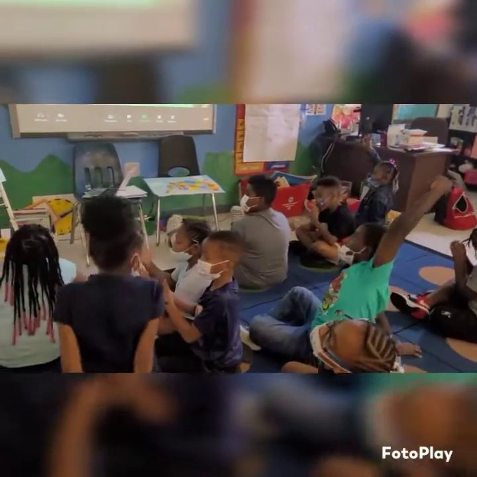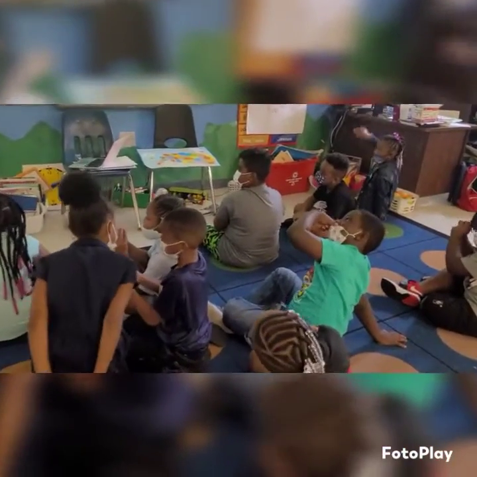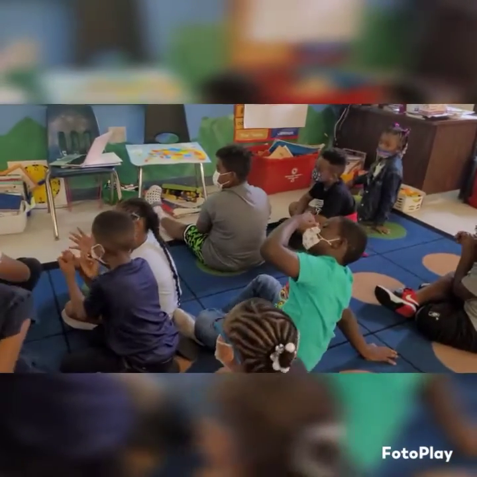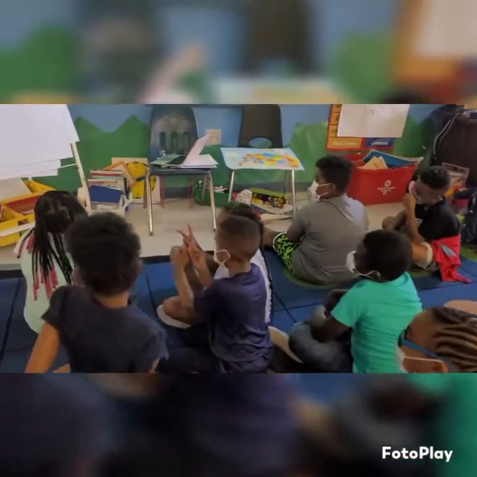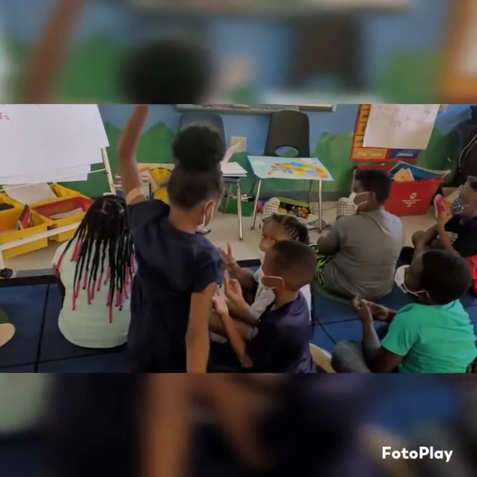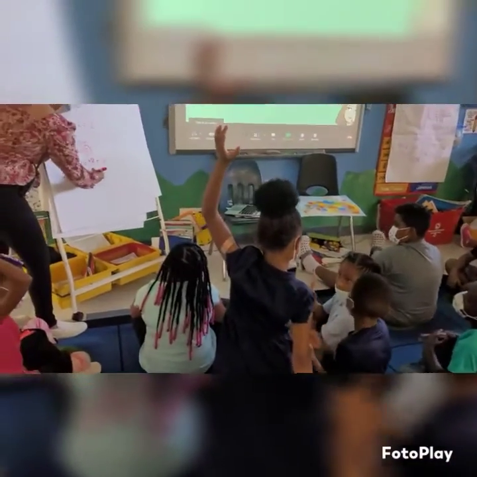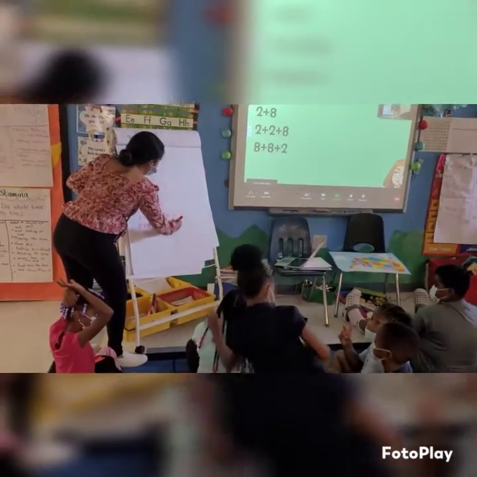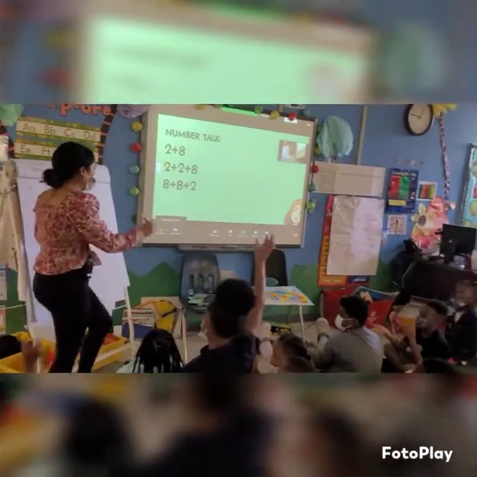Alright, Jaden. So 2 plus 8 plus 8. Okay, what is 2 plus 8? 2 plus 8 is 10, and then you add another 8. Ooh, I love it. Good job. Everybody kiss your brain. Yeah! That would be our math. So I love that strategy.